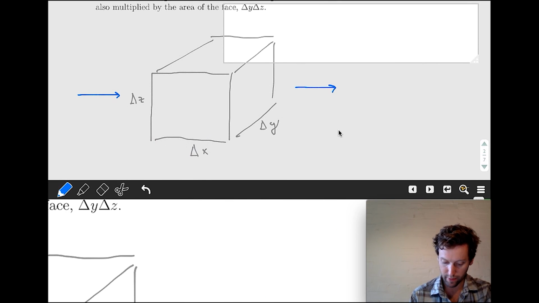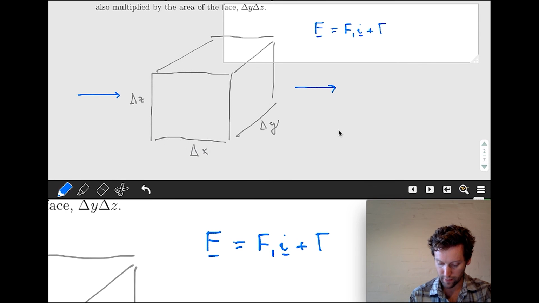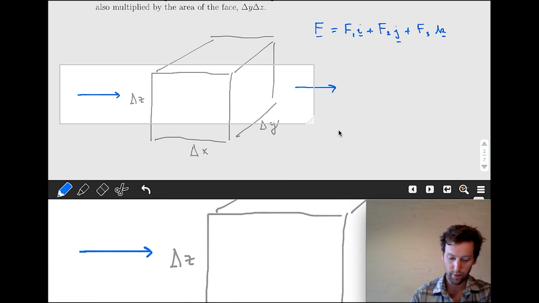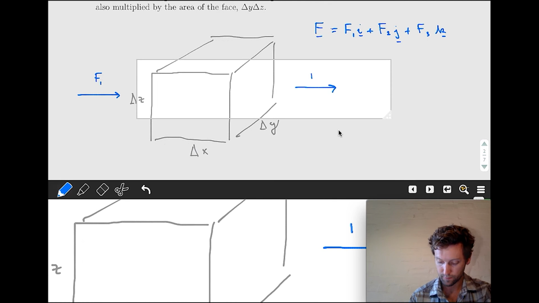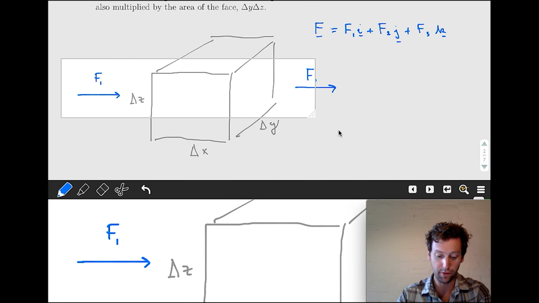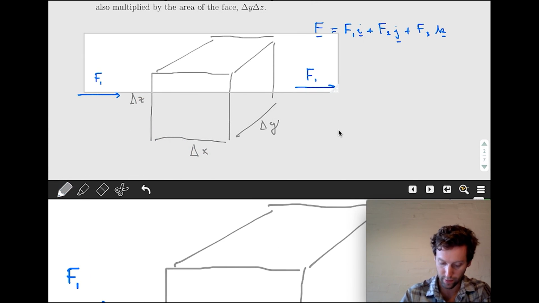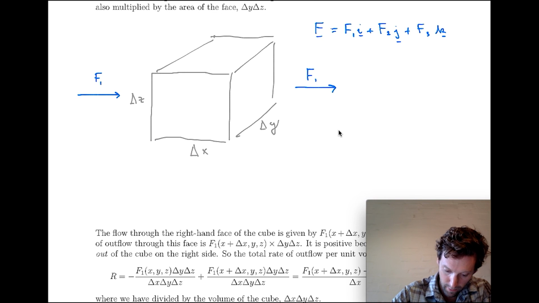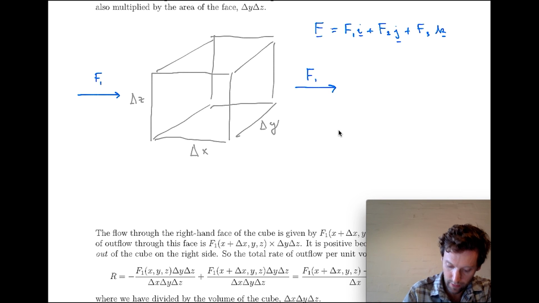So my flow is going to be represented by a vector field f with components f1 i vector plus f2 j vector plus f3 k vector. So you can see that the flow coming in from the left-hand side here, it's moving in the x direction, so it's really the f1 component of my vector field. So the f1 component is the one that's relevant for flow moving in from the left. And of course, when we're looking at the f2 and f3 components, we're going to be looking at the flow coming in from below and the flow coming in from the front or the back of our little wire cube. So we imagine that our wire cube is completely hollow and the flow is moving through it.